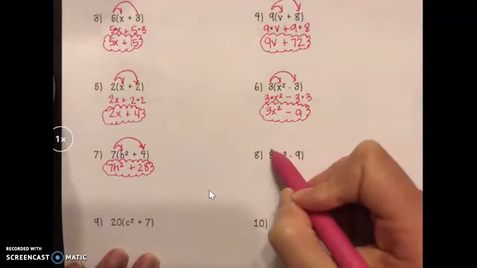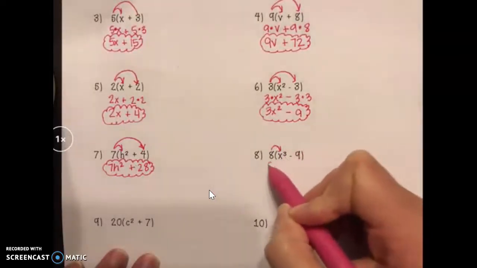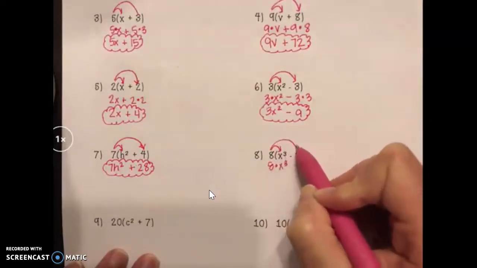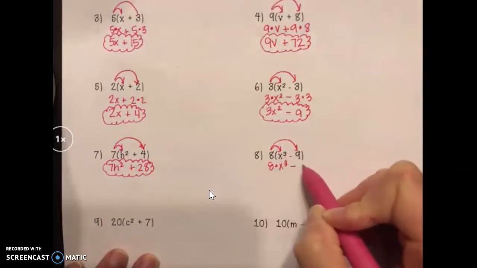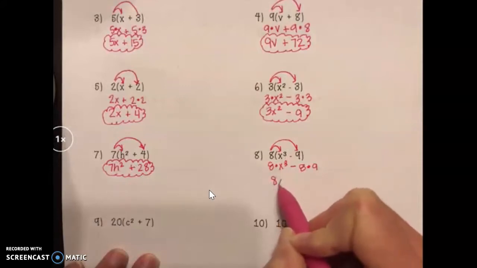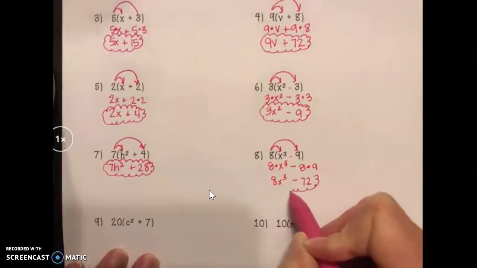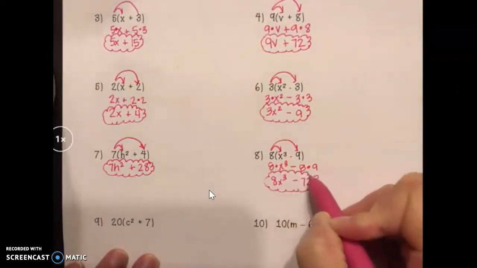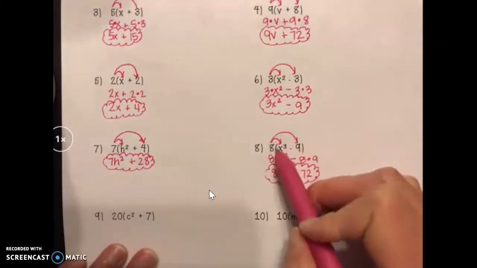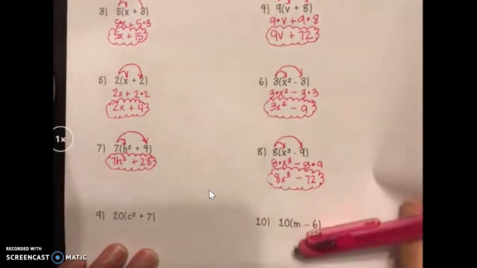So let's jump over here. We can see we have x cubed. Doesn't matter. We're still going to multiply 8 times x cubed. And then we're going to distribute it over here, so minus 8 times 9. We can't solve that, so we would have 8x cubed minus 72. So guys, remember the reason that we are multiplying the numbers is because when a number is right next door to parentheses, it means we multiply.